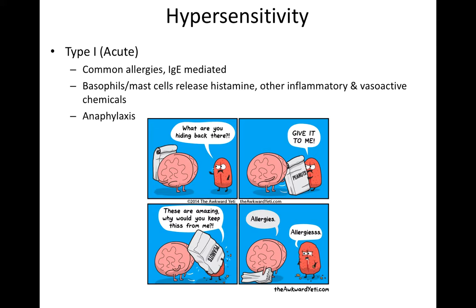These are all IgE mediated, which remember is a receptor on basophils and mast cells. When they degranulate, they are going to release histamine and other inflammatory and vasoactive, which in this case is vasodilating chemicals. These are what is known as anaphylactic reactions. This is a huge category.